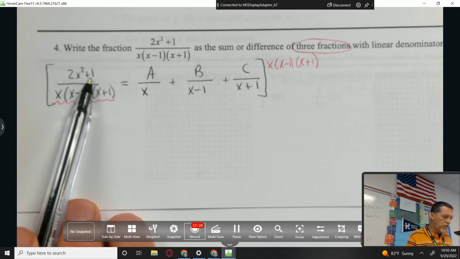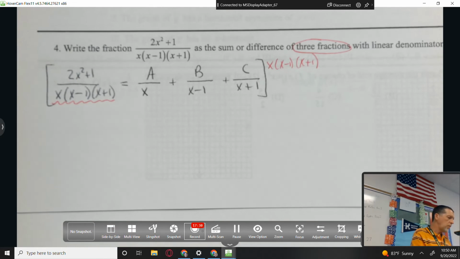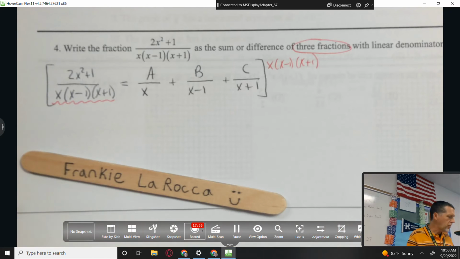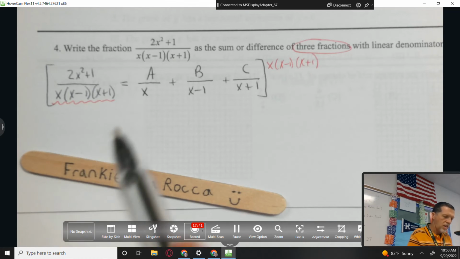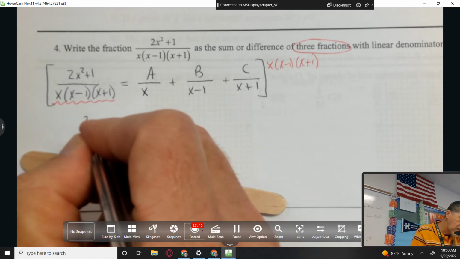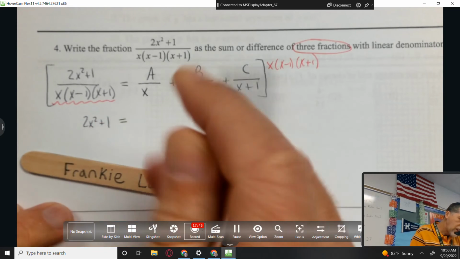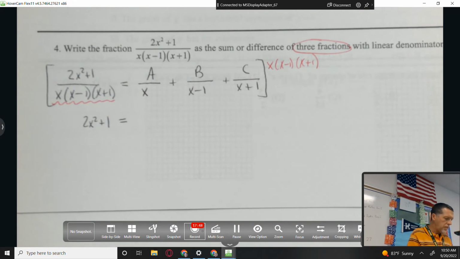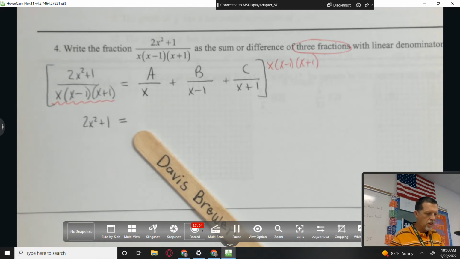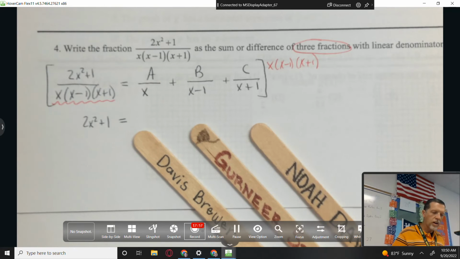On this first fraction, what would be left? Frankie, what would be left on the first fraction? That's a great question. Looks like just 2x squared plus 1. I think that would be right. Then things get a little bit trickier. Fortunately, 3 names who are more than capable of figuring this out.